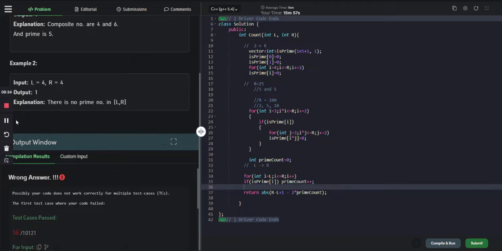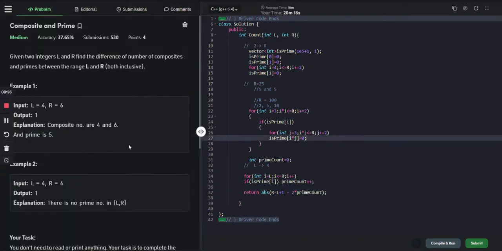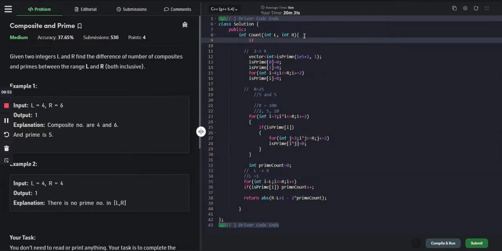Because we are getting a wrong answer. Okay, so the problem is when our lower limit is 1. If L equals 1, that means 1 is neither a prime number nor a composite number. So initially we need to put a condition here that if L is 1, we increment L by 1, because we don't care if L is 1, we need to start with 2 only, right?